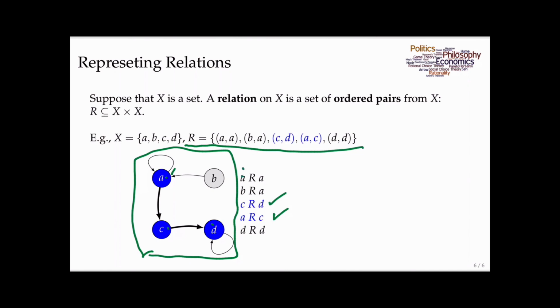And we might also write down facts about the relation. We might describe a relation just in terms of its facts. So A is related to A, B is related to A, C is related to D, A is related to C, and D is related to D. So this also completely describes this relation. All right, so this is just an introduction to how we're going to talk about relations. We'll also need to talk about different important properties of relations, but that will come later in another lecture.